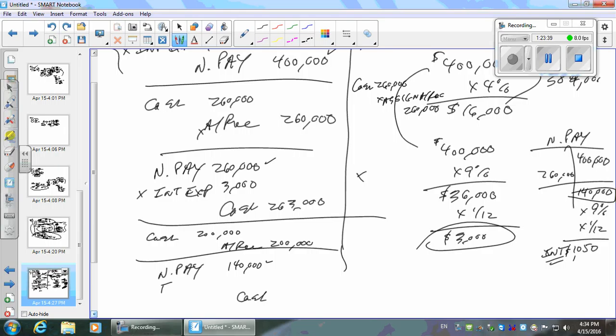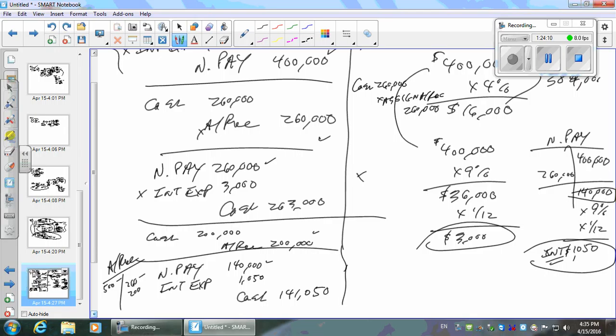How much interest expense do I think I have? I'm going to pay them the 140 plus the interest, aren't I? Interest expense I think is 1,050. And how much cash am I going to give up? 141,050. What am I going to have left in accounts receivable now? I started with 500,000, didn't I? Right? Then how much did we collect? 260. Then how much more did we collect? 200. What's going to be left in there, of course? 40,000. And that money's ours, right? When we collect it, we get to keep it because we paid back the whole loan, didn't we? We good?